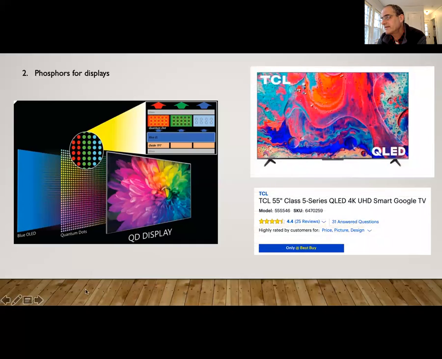And these kind of displays are already in the marketplace. You can go out and buy a QLED TV. And here's one at Best Buy, for example, one of about 20 that they seem to sell right now. I think this one's about $500 if you're hankering for one yourself. So that's the application of quantum dots as light emitters.